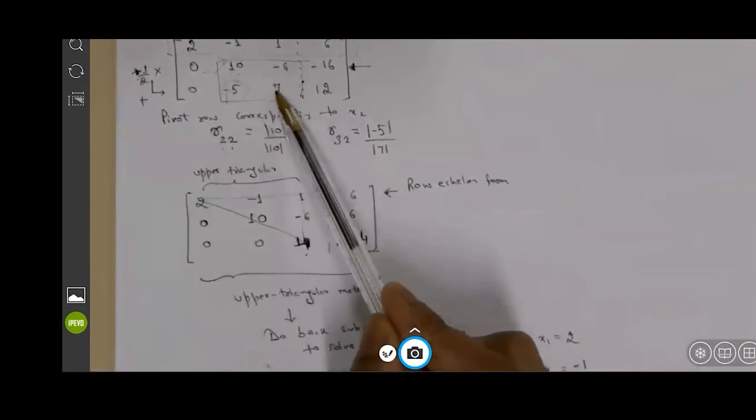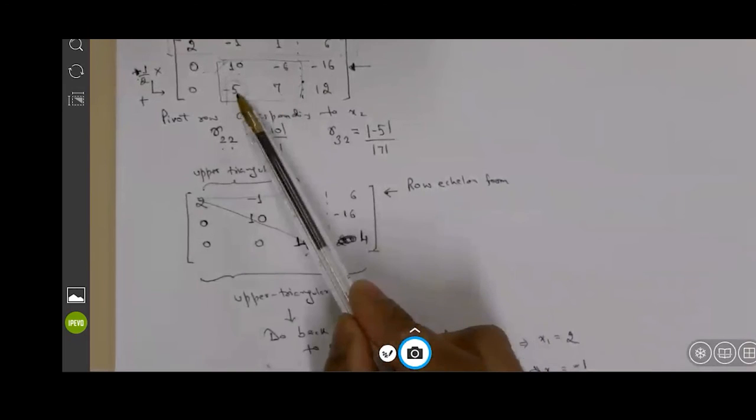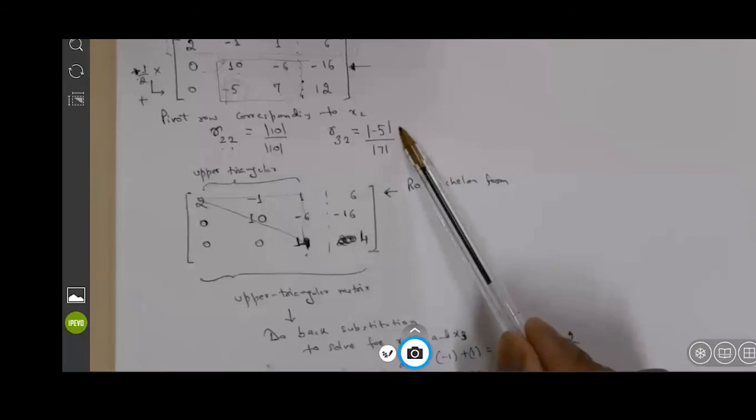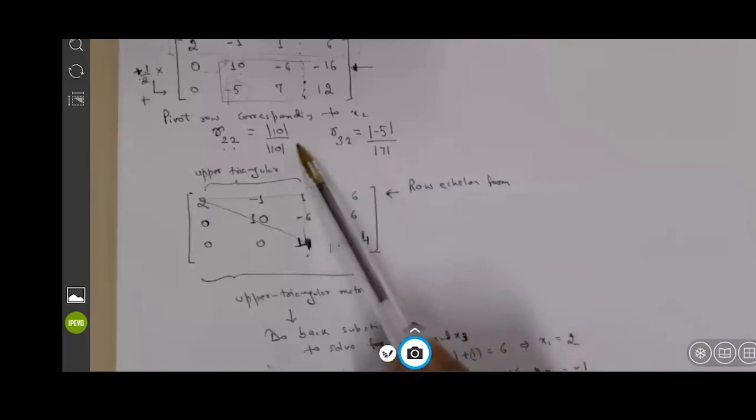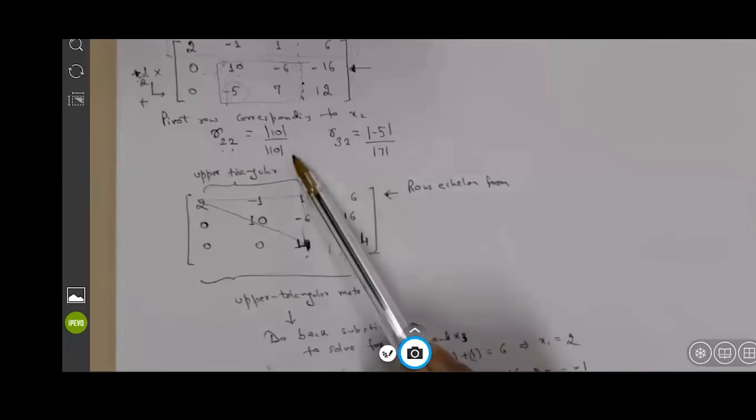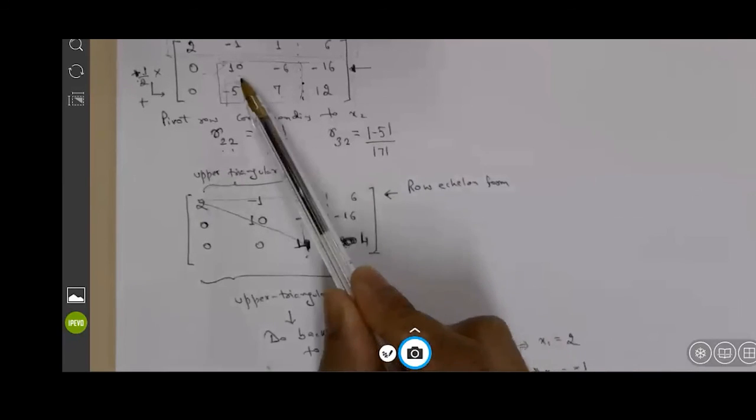Similarly here, the maximum value is 7, but the coefficient is -5. So I took the ratio, -5 by 7, absolute values. Whichever is maximum will be the pivot row. You found that this is the maximum. So that means the pivot row remains the same.